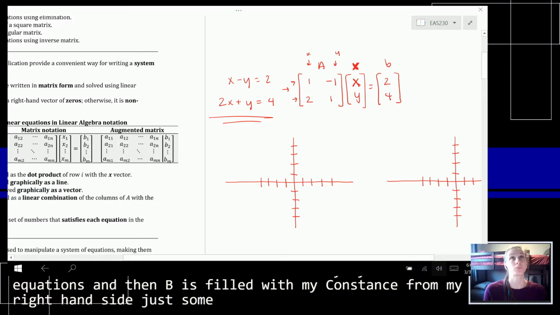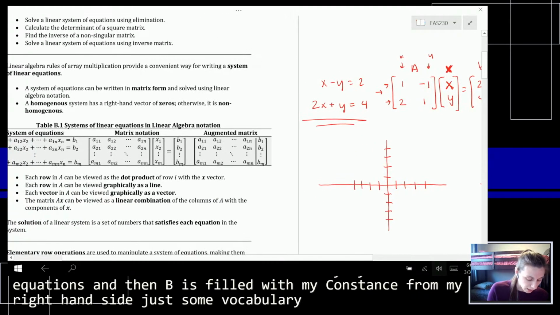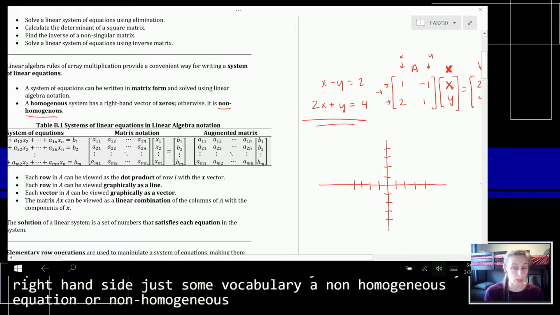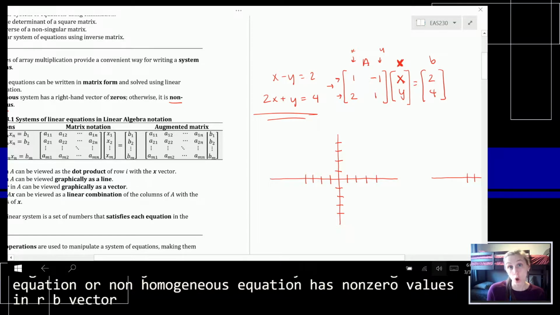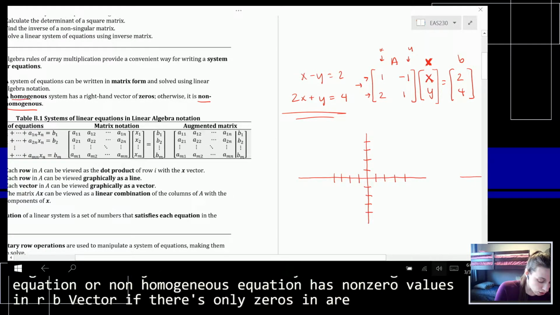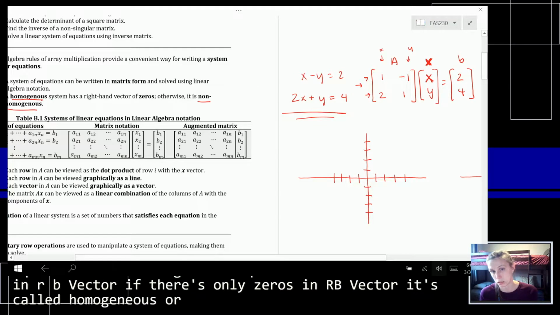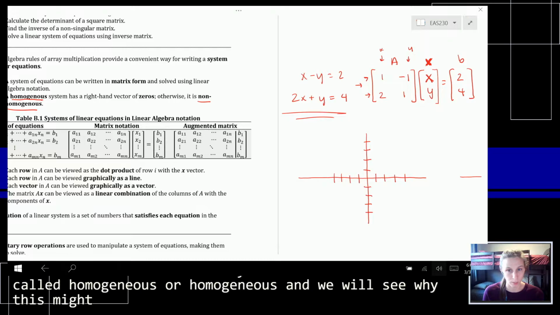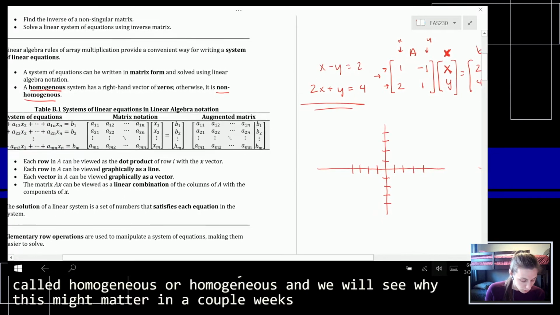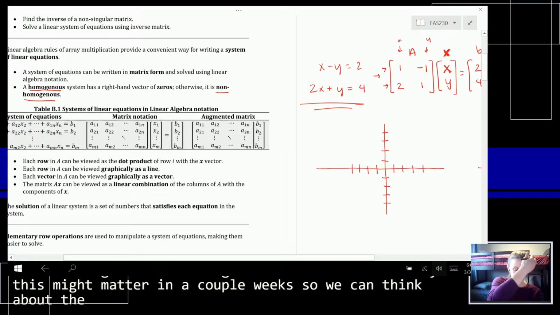Just some vocabulary. A non-homogeneous equation has non-zero values in our b vector. If there are only zeros in our b vector, it's called homogeneous. And we will see why this might matter in a couple weeks. So we can think about these systems in a couple different ways.